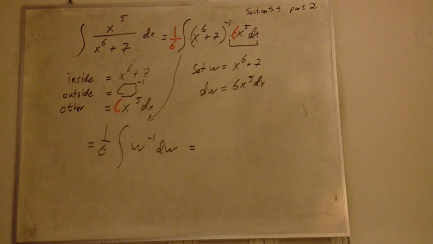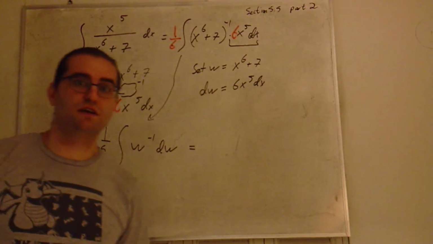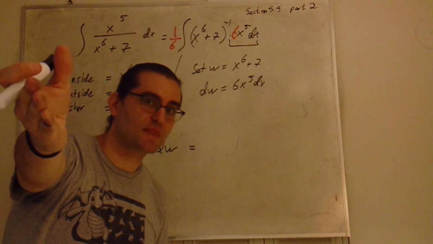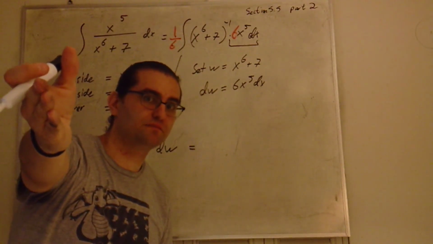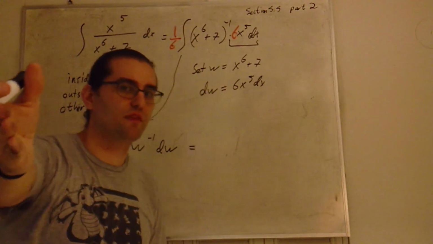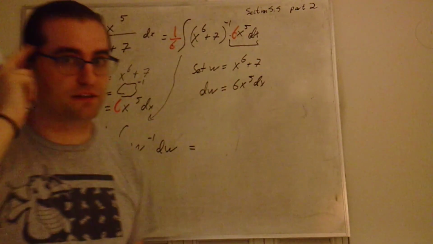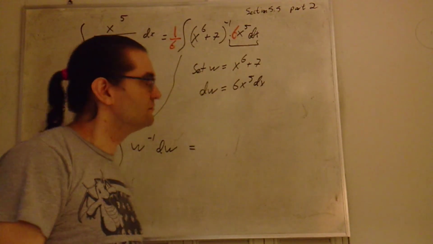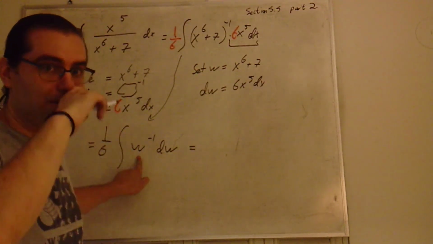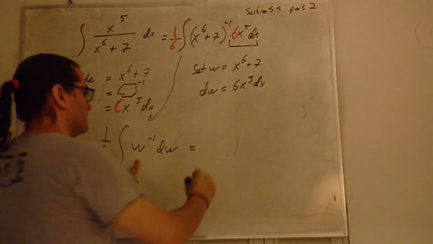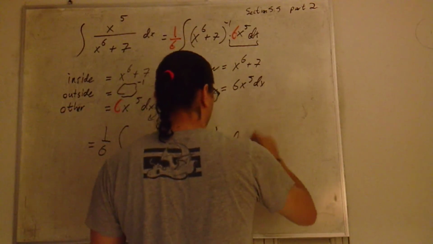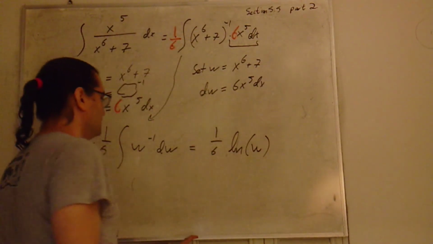The integral of w to the negative 1 is the natural log. It's always the natural log. Some of you were thinking w to the 0, don't do that. This is that one weird exception to the power rule. It's the natural log of w. 1/6 stays. We have a natural log of w.